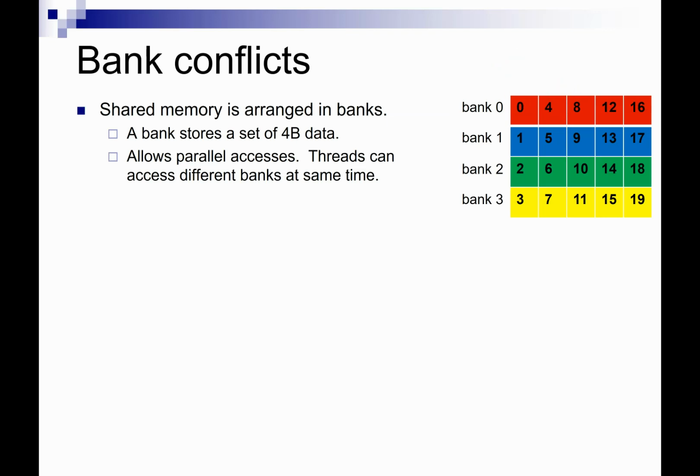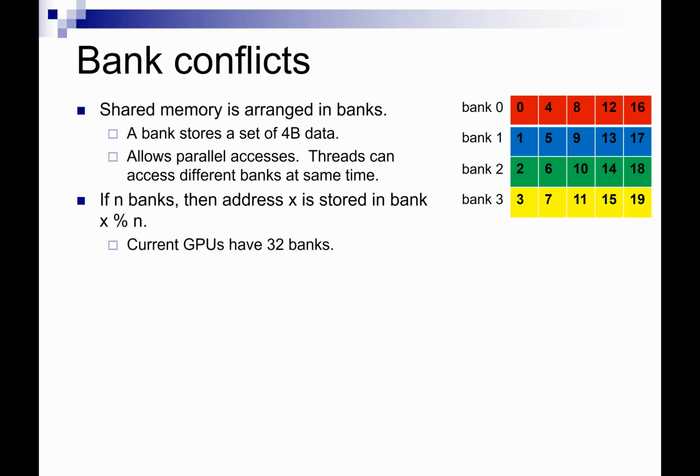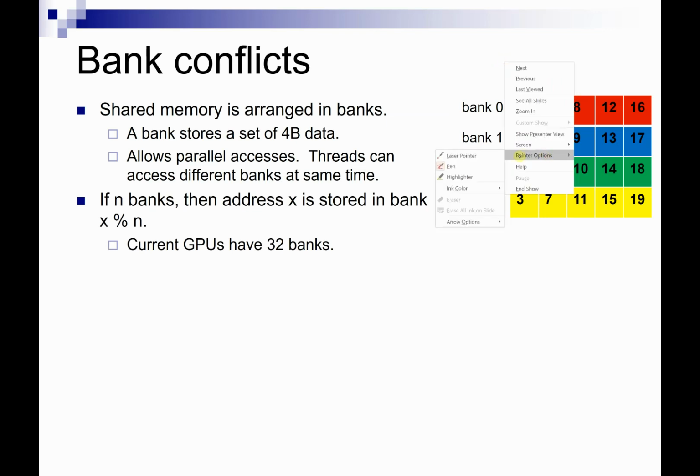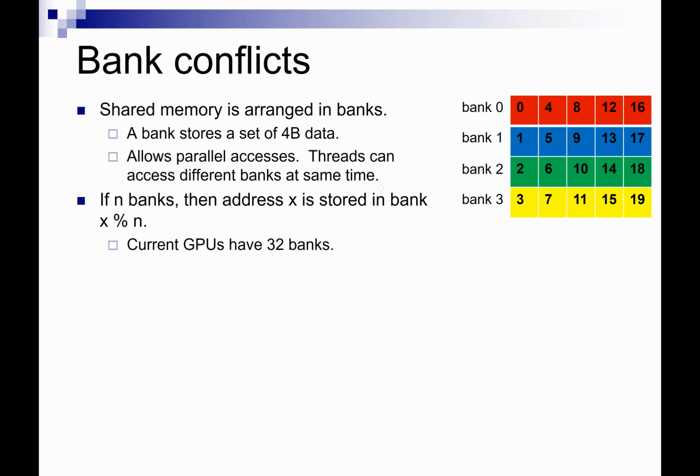Currently I'm showing 4 banks, so all the shared memory is being divided into these 4 chunks. In practice, current GPUs have 32 banks, so we have 32 of these rows over here. You can figure out exactly which bank an address is stored in. It's simply the address modulo the number of banks, so basically the address modulo 32.